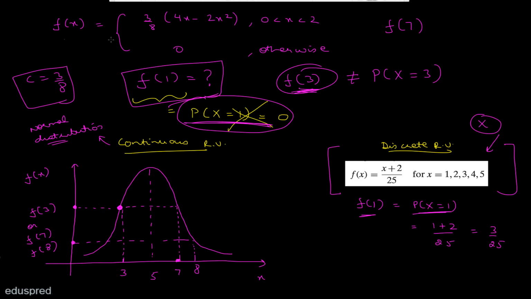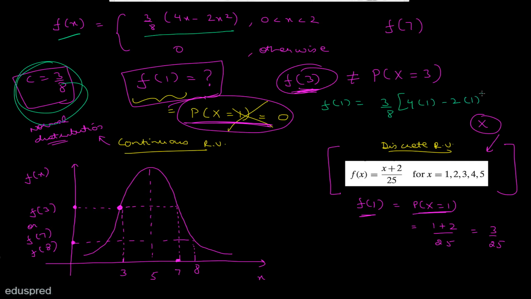So all you have to do is, after finding the value of c, this is how your function looks. Now to find f of 1, you just have to put 1 in place of x. So your f of 1 is going to be 3 by 8 multiplied by (4 multiplied by 1 minus 2 multiplied by 1 squared). Now let's solve this. So f of 1 is equal to 3 by 8 multiplied by (4 minus 2), so this is 3 by 8 multiplied by 2. So this is 3 by 4, and this is your right answer. So f of 1 is 3 by 4.